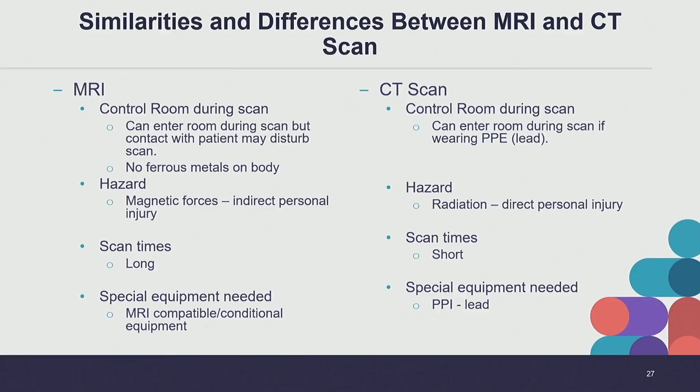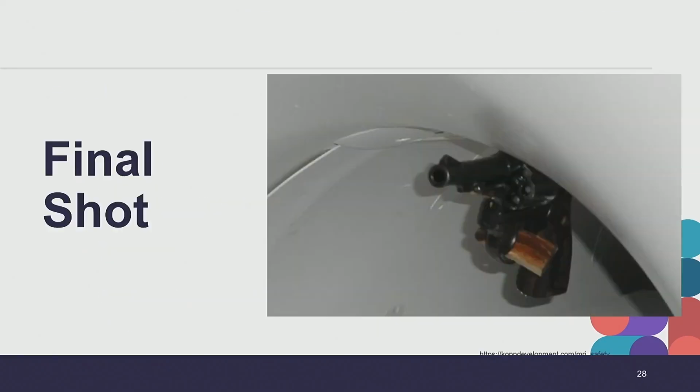The hazard in the MRI is magnetic forces, obviously. The hazard in CT is radiation. Scan times are long for MRI, short for CT. For special equipment, you need all the MRI compatible, conditional equipment, and for CT scan, you need lead. And just a final shot.